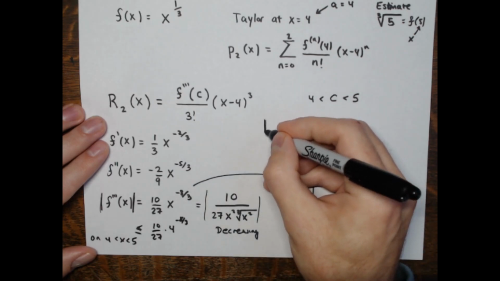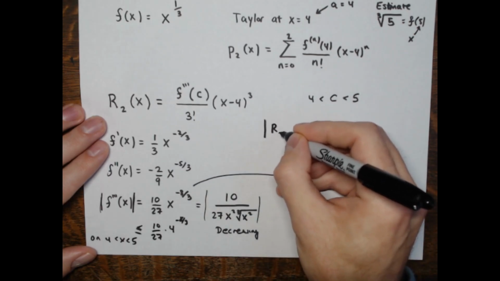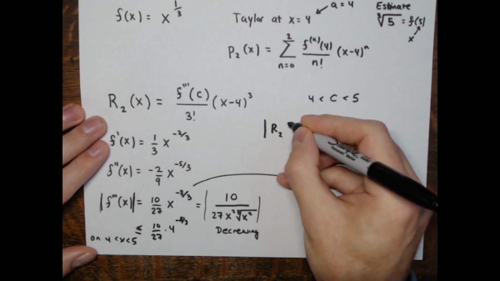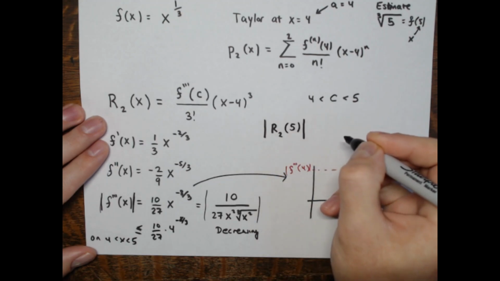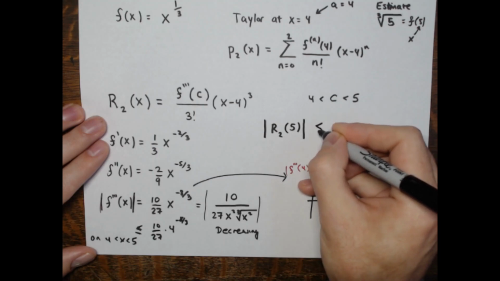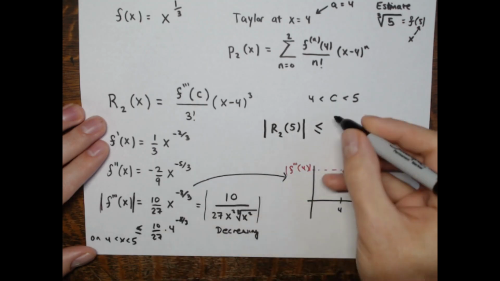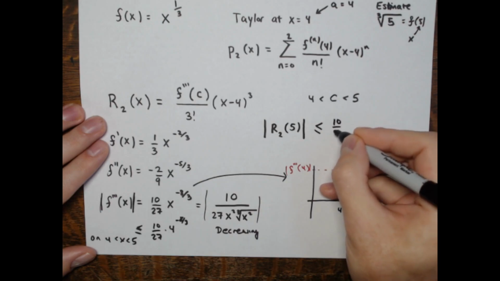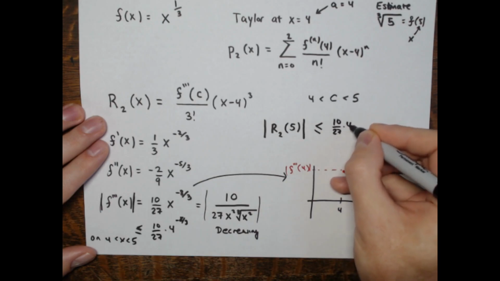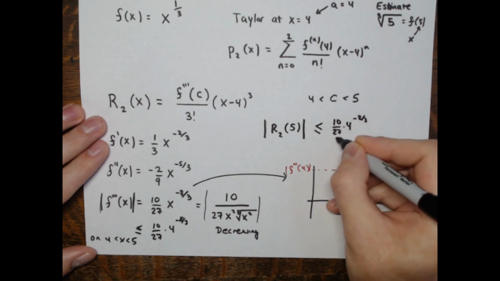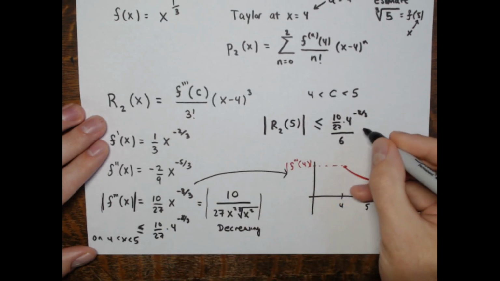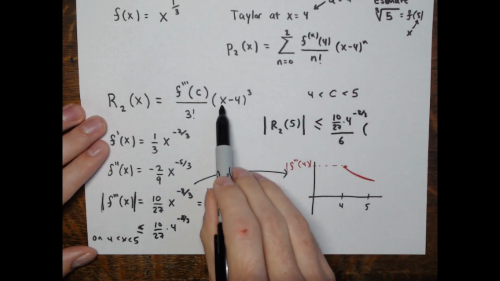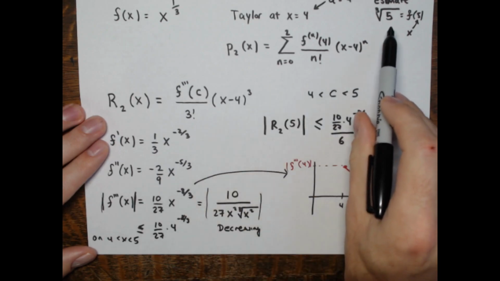So for our error, when I'm estimating the cube root of 5, it should be less than or equal to this 10/27 times 4 to the negative 8/3. And then this is divided by 3 factorial, right? Divided by 6. I'll punch all this into some calculator. And then x equals 5, right? We're estimating cube root of 5.